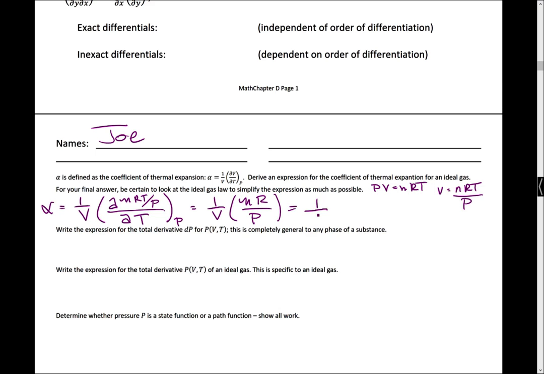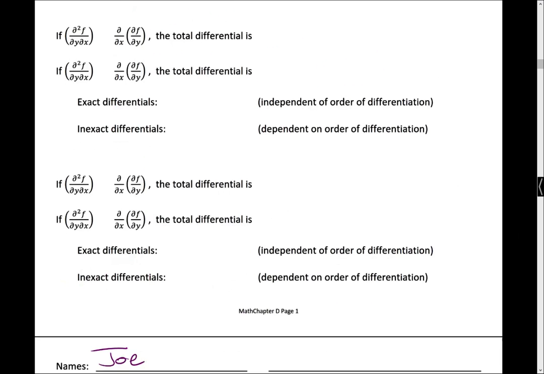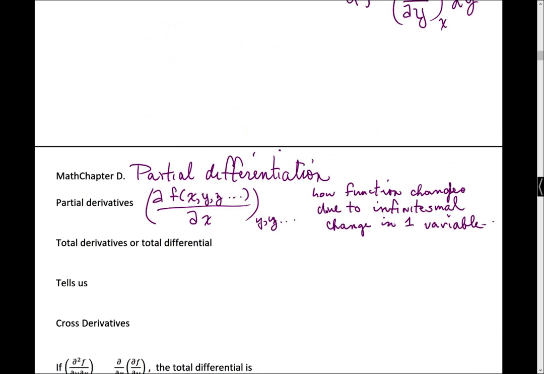All right, so that's 1 over T. And if you think about what you know about ideal gases, if you're holding the number of particles and the pressure constant, the only thing that determines the volume is the temperature. So that's an application of partial differentiation.